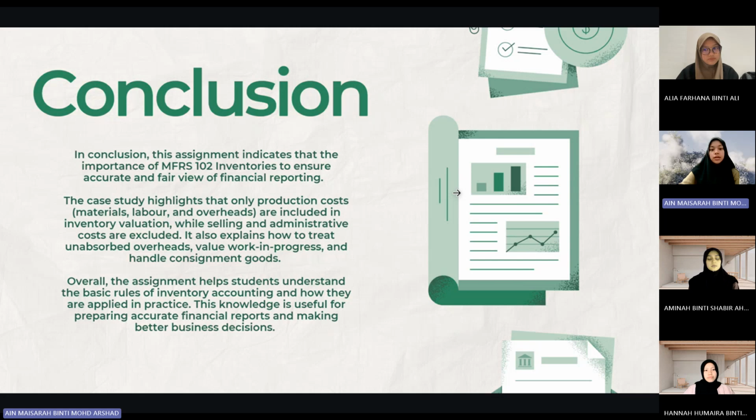Overall, the assignment helps students understand the basic rules of inventory accounting and how they are applied in practice. This knowledge is useful for preparing accurate financial reports and making better business decisions.